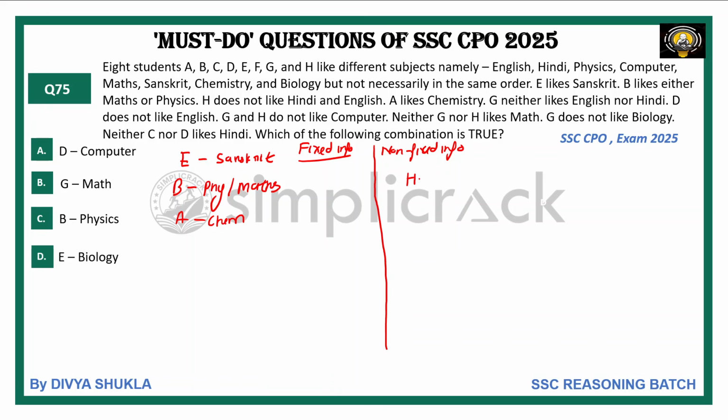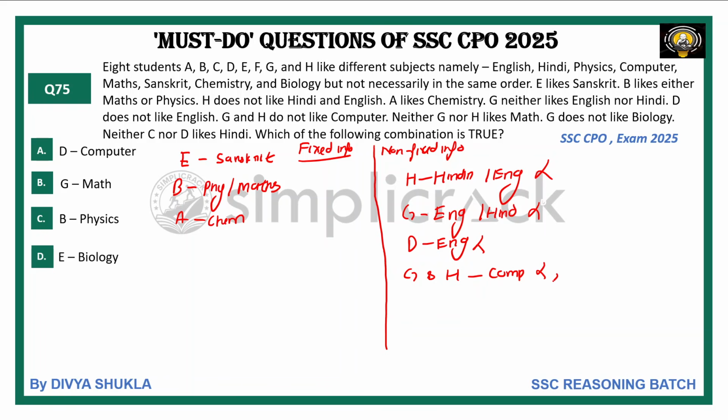H does not like Hindi and English. G does not like English and Hindi. So that means both G and H do not like Hindi and English. After this, D does not like English. G and H do not like computer. Also, they do not like maths. So G and H do not like maths and computer.